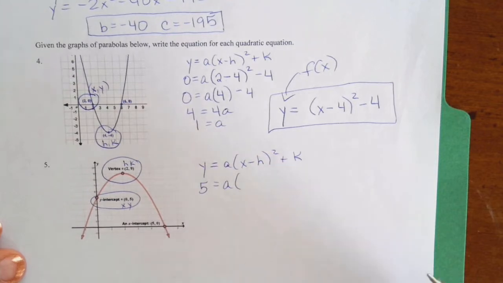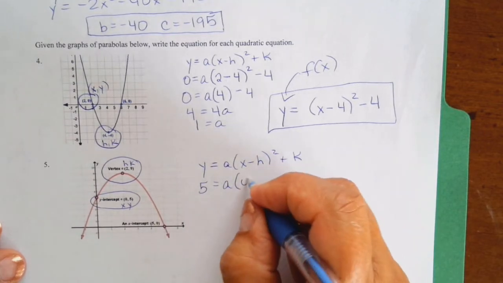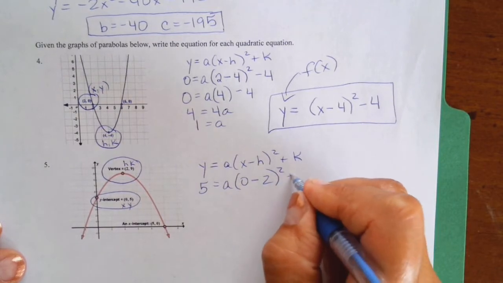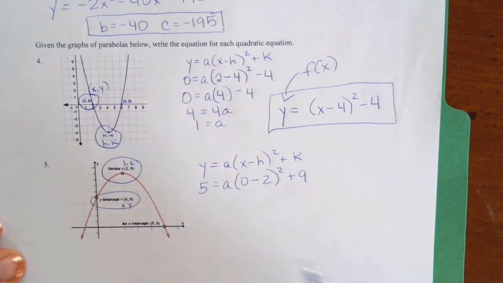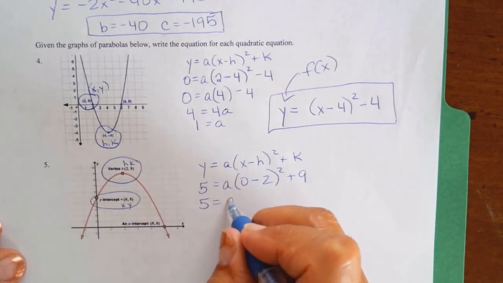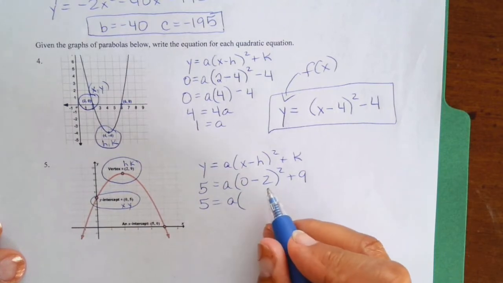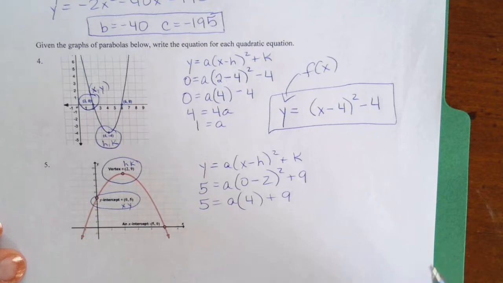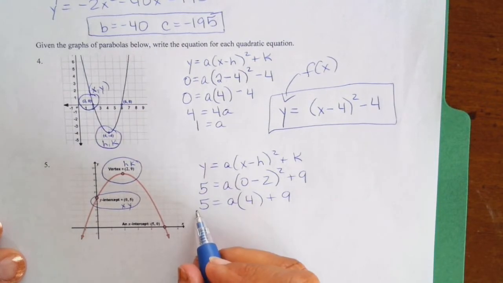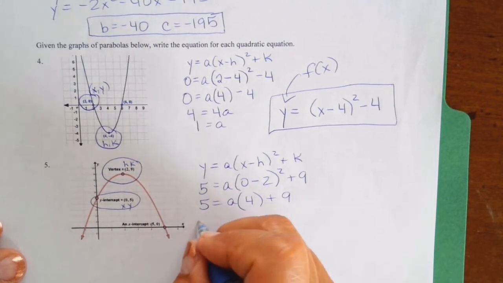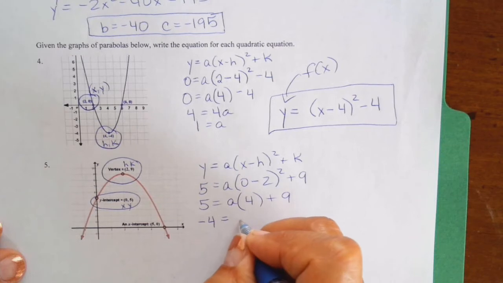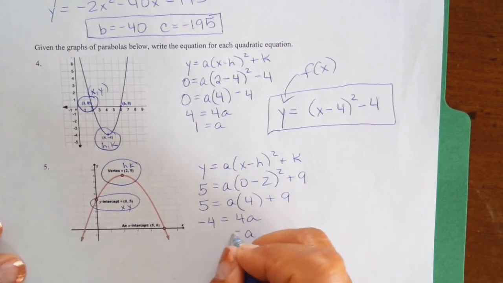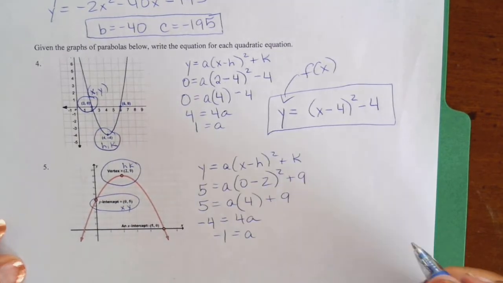X is 0, minus h is 2, plus k is 9. All right, so we're going to work this out. Do the parentheses first. 0 minus 2 is negative 2, squared is a positive 4. We're going to subtract 9 over here, so 5 minus 9 is negative 4. And then that's 4a. Divide by 4, we get negative 1 this time.